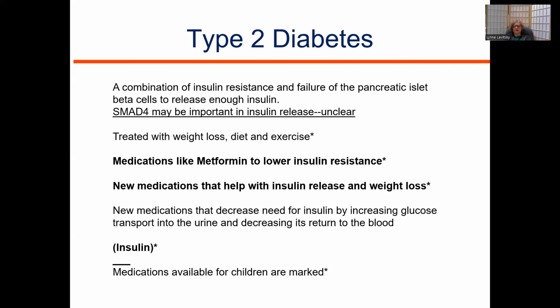So the first line of treatment in early type 2 diabetes is weight loss, diet, and exercise. The next would be medications like metformin to lower insulin resistance. And then the newer medications I just talked about, all of which are very effective. The ones that are available for children are marked with a star. And of course, insulin has always been used for type 2 diabetes, but it probably is not the best drug compared with these other drugs because it seems to not decrease complications of diabetes as much as these other drugs do.